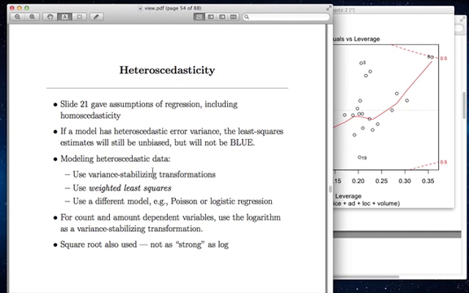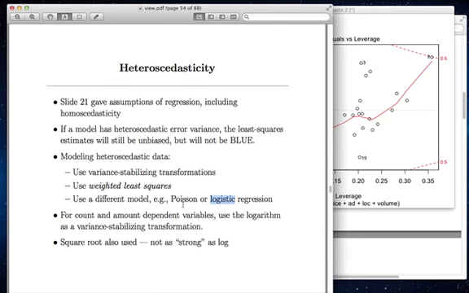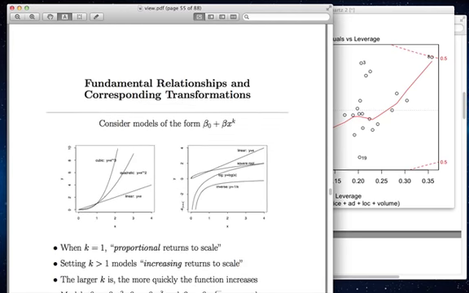Occasionally you'll use the square root instead of the log, but one of those two transformations usually works to fix that problem. Now there are some other solutions to this that we'll be discussing later on in the course. So another approach is to use a generalized linear model like logistic regression or Poisson regression, but we'll get to that in a couple weeks. Let's move over to the other situation.